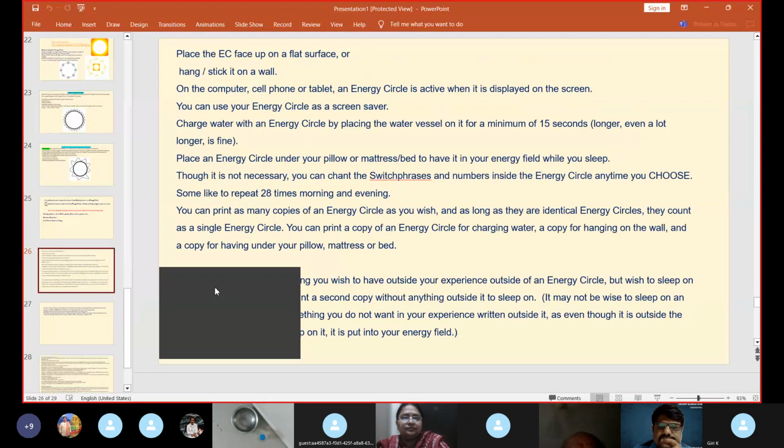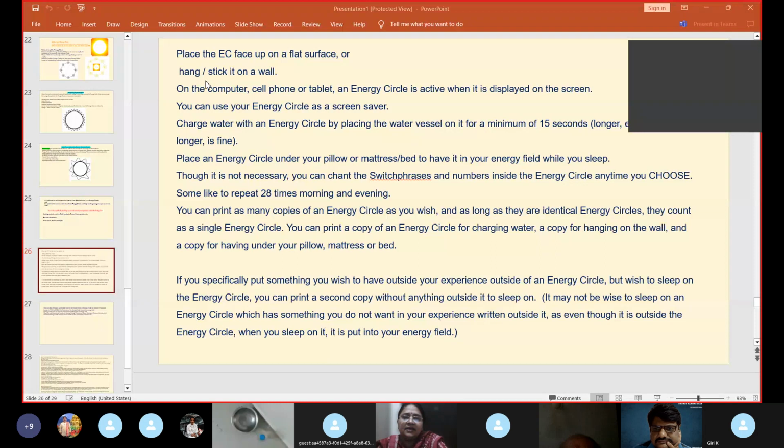What do we do? Till now, we have learned how we can use these in different forms. So we can put it on a flat surface, hang it or stick it on a wall. You can even use it on your computer screen, your cell phone screen. Your wallpaper can be made in the form of an energy circle and it is displayed whenever you switch on the screen, right? So till the time your screen is on, the energy circle will be active, broadcasting.